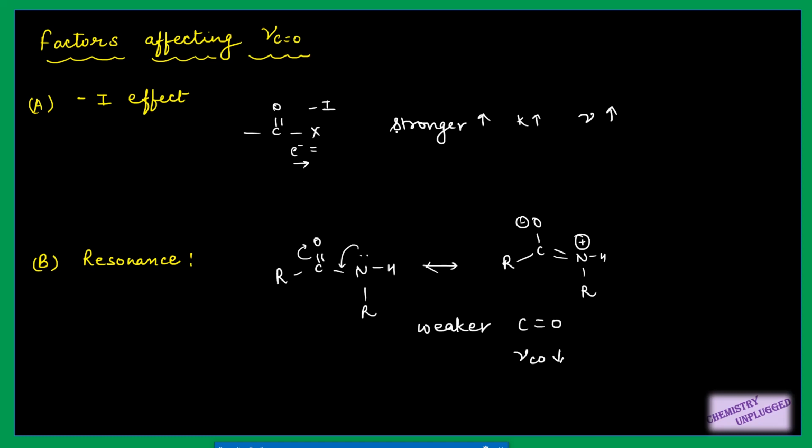Whenever your C=O, the carbon oxygen double bond, is becoming single bond in character, developing more sigma character, then your vibrational frequency will decrease. And when this bond is becoming stronger in nature, your vibrational frequency will increase. Next we have conjugation.